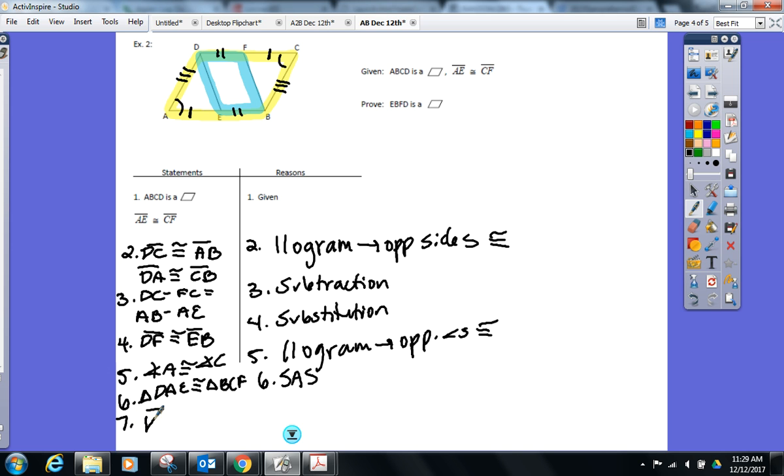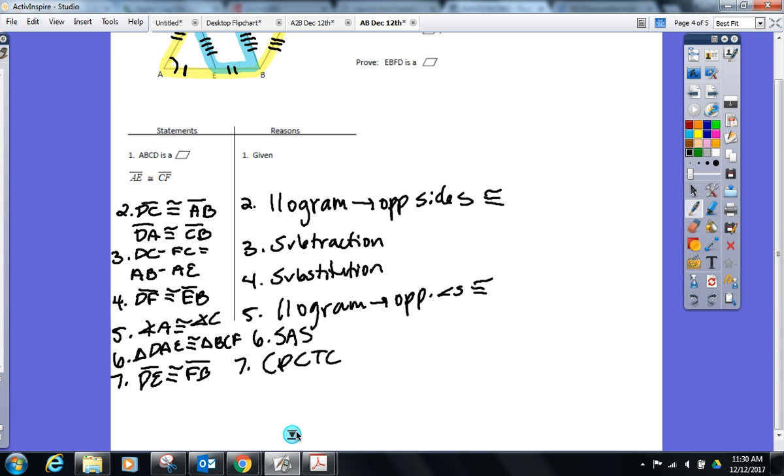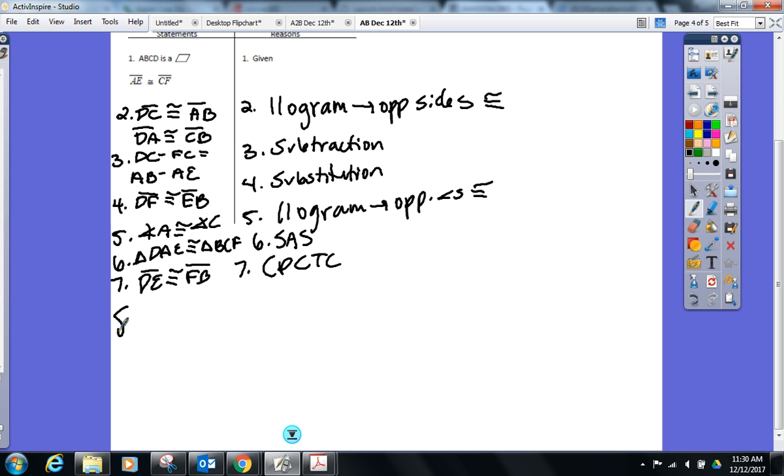DE congruent to FB, CPCTC, and then what do we have now? Well, I got to go 4 on here, huh? What do we have now for that blue figure? Parallelogram. So EBFD is a parallelogram, and I'm going to be looking for somebody to tell me why.